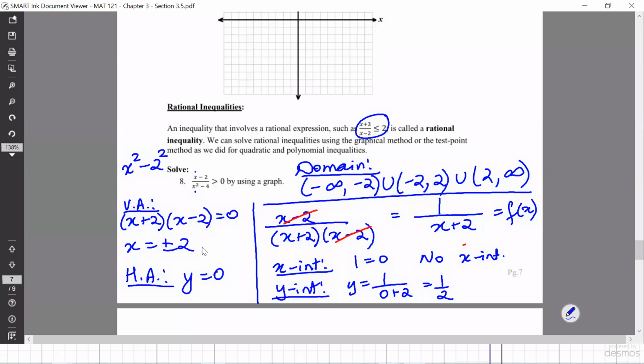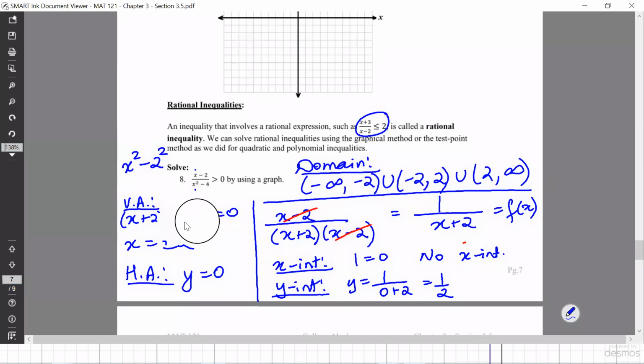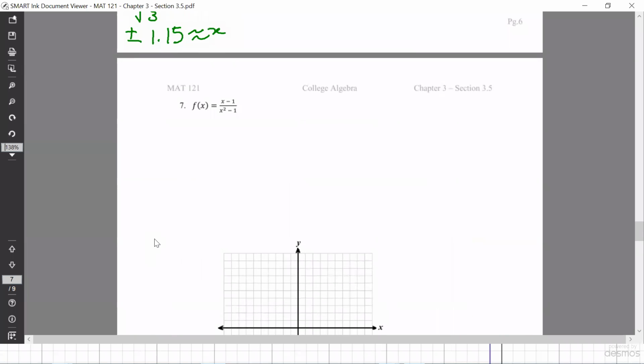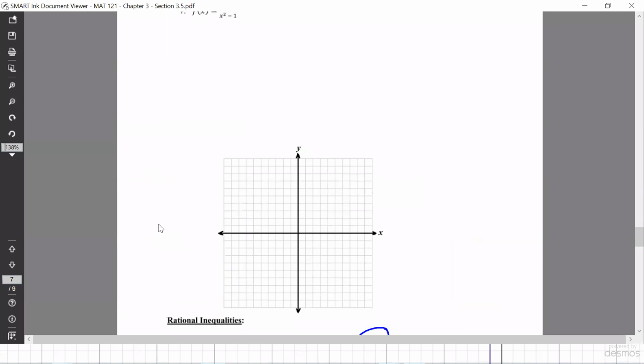Let me just erase that part. So technically, your vertical asymptote is only at -2. Of course, we have our horizontal at the x-axis, and then from the domain is where we know we cannot be using 2. So think of it that way instead of 2 vertical asymptotes, because technically you don't really have 2 vertical asymptotes. And this is honestly the exact same thing that's happening on number 7. You just have 1s in there instead of a 2 and a 4, but it's the exact same.